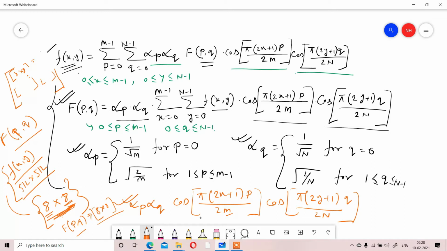So, is it clear now how to calculate the transformation matrix?